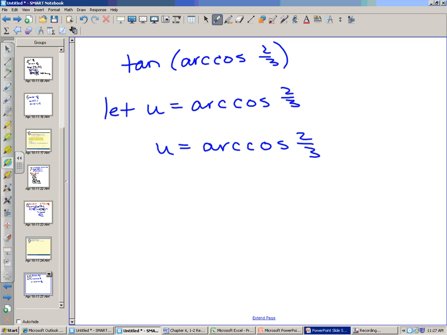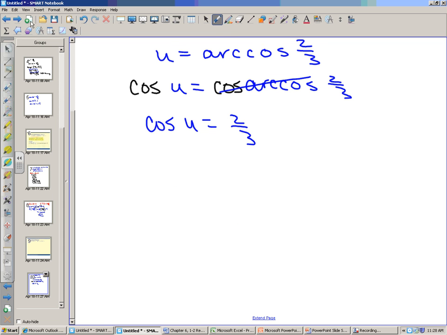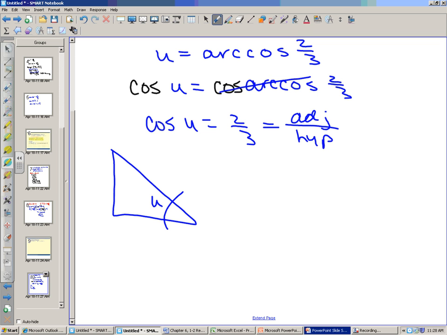How do I get rid of arc cosine? What would cancel that out? Cosine. So what we're going to do is take the cosine of both sides. Do you see that? Those cancel out, and now I have that the cosine of u is equal to 2/3. Can I put that on a triangle? I absolutely can. So if I put this on a triangle, here's u. Cosine is going to be adjacent over hypotenuse. Now what side is adjacent to u? The bottom one, which is 2, and then this is going to be my hypotenuse, which is 3.